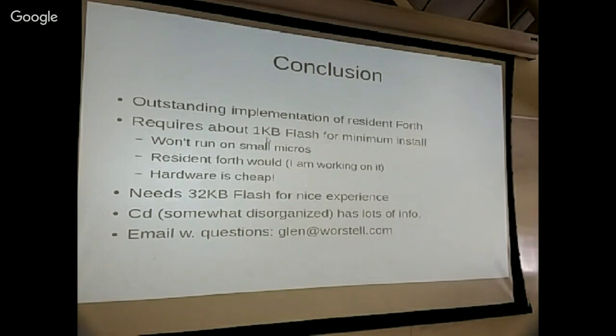Why did I say 1K? I certainly didn't mean that. 16K is the right number here. Another bug in the slides. It's going to need about 16K for a minimum install of Forth, which means it won't run on the really small ones.